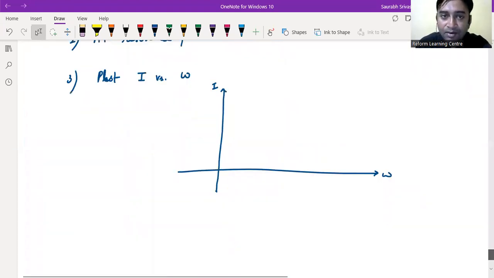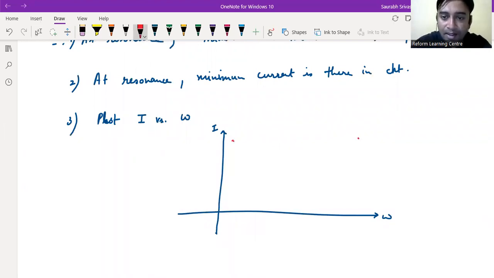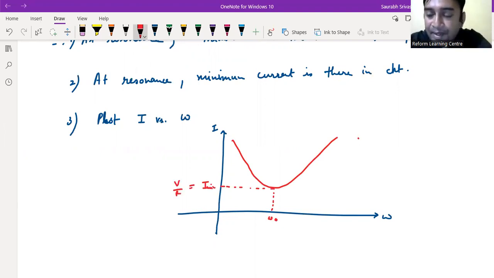At omega is equal to 0, current is infinite. At omega is equal to infinite, current is infinite. At some point, current is minimum. कौन सा point? At omega naught, current is minimum, and that is equal to V upon R. फिर एक्सेल एक्सी चेंज होंगे और करंट की वैल्यू इंक्रीज करेगी, देख सकते हैं.